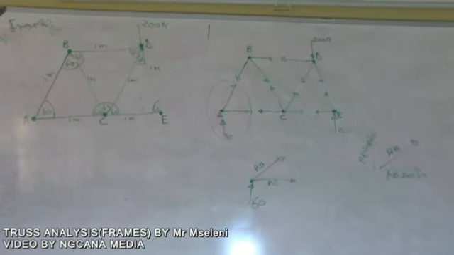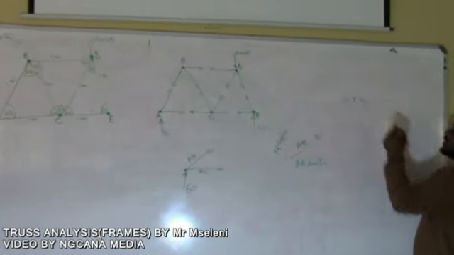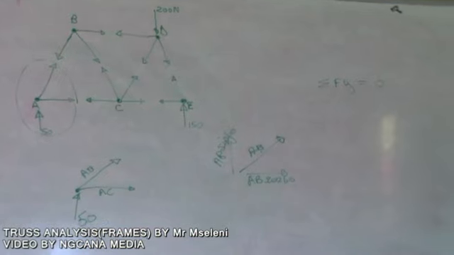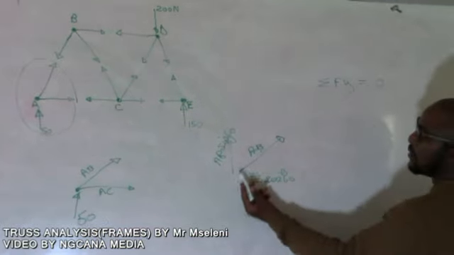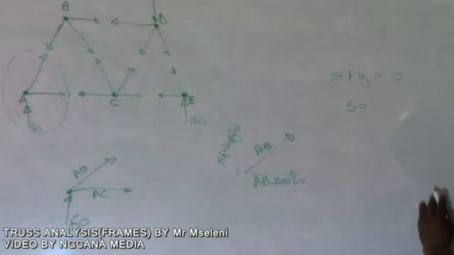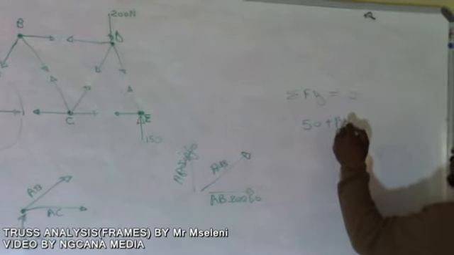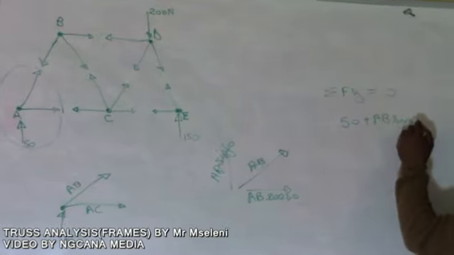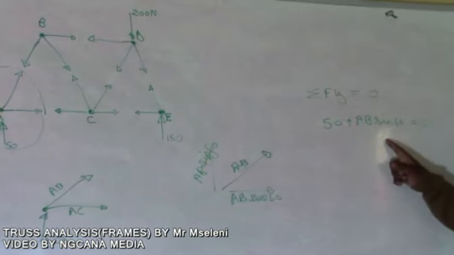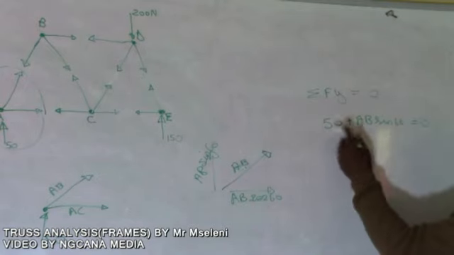So now this is what you're going to do. You're going to say the sum of forces in the y direction equals 0. If you check, the forces going up are 50 newtons, so you have 50 newtons plus AB sine 60 degrees equals 0. Therefore you only have one unknown there. Your unknown is AB. Therefore, what are you going to do? You're going to take what?